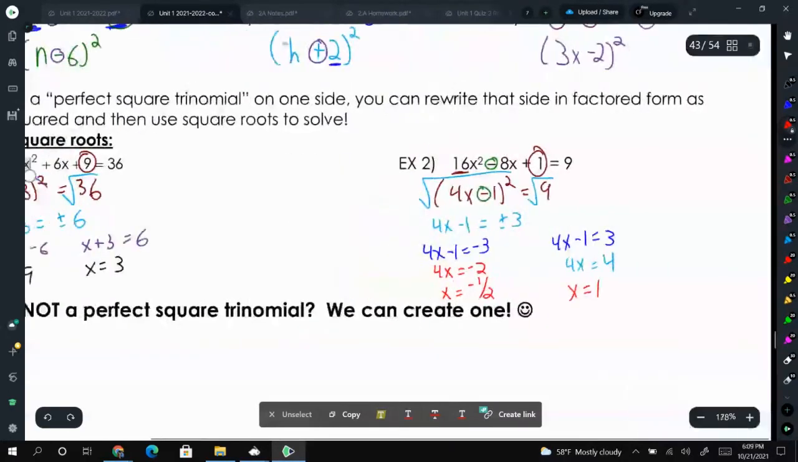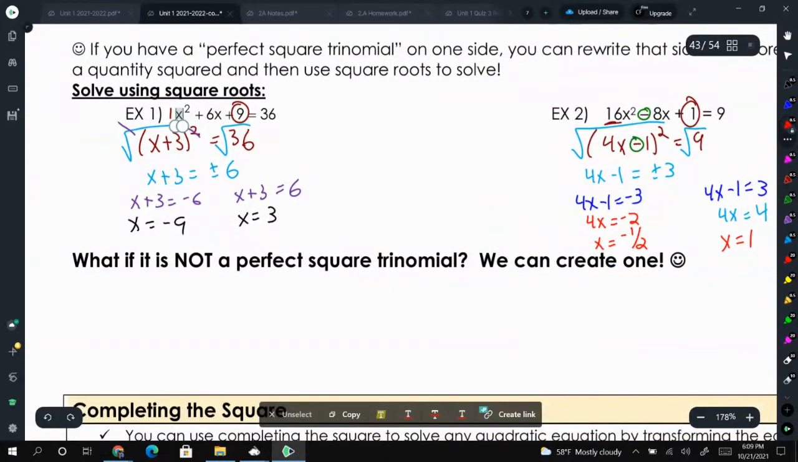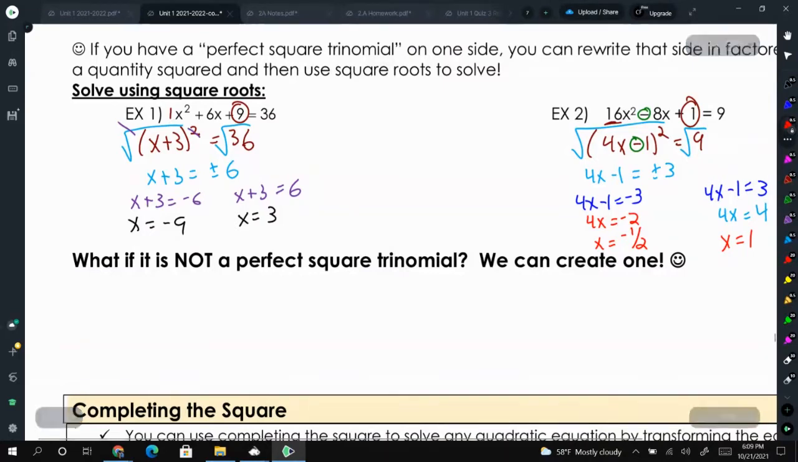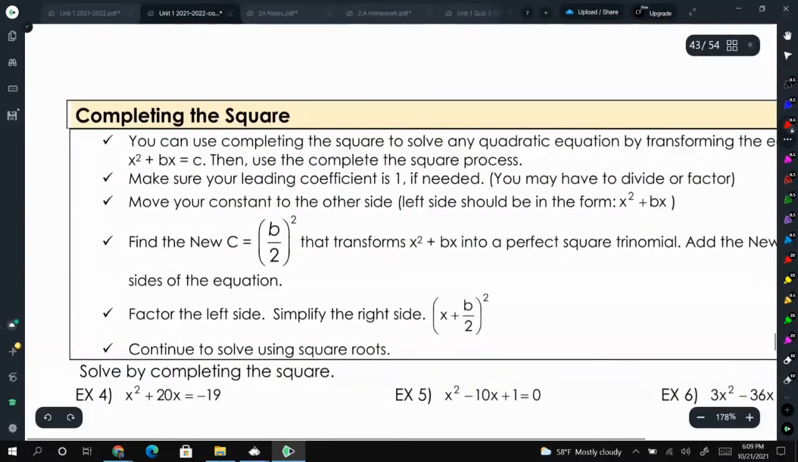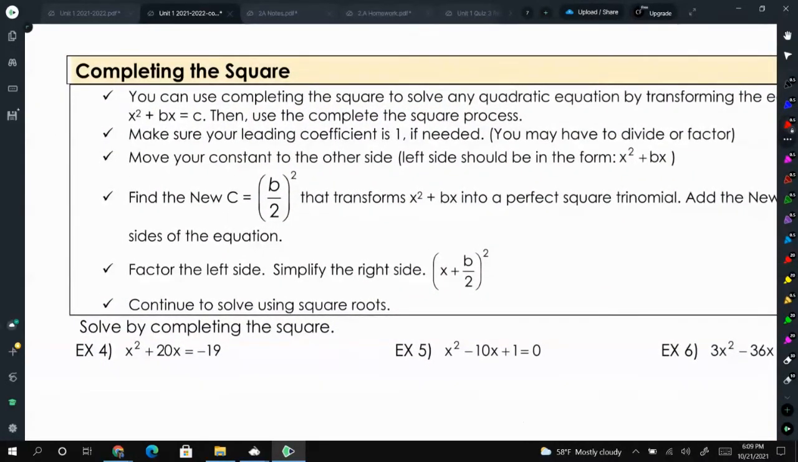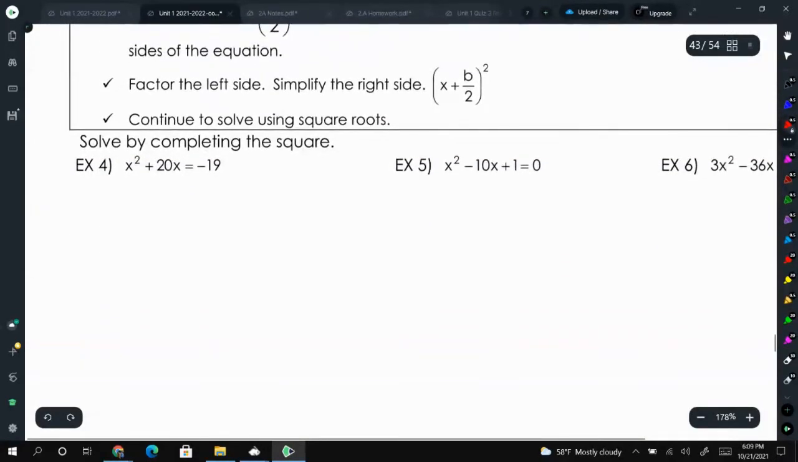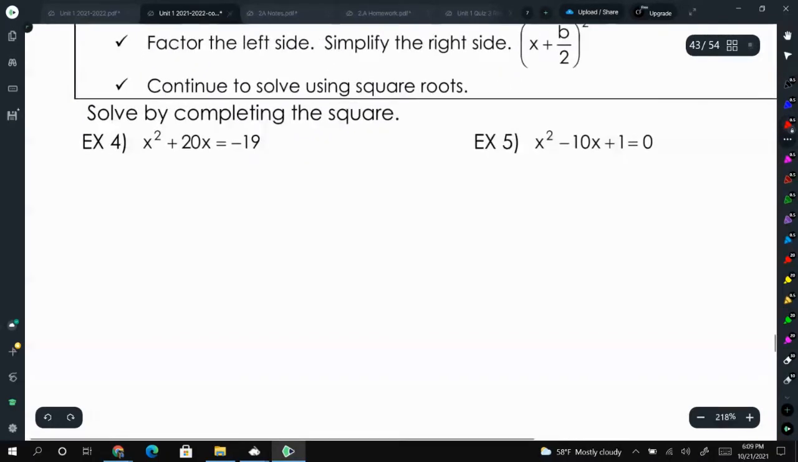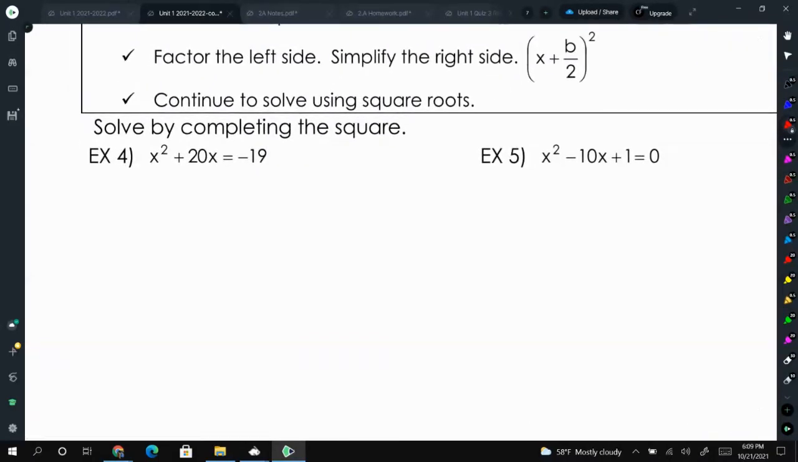So now, what happens if we can't factor using that perfect square trinomial shortcut? What we can do is create one, and that process is called completing the square. And I'm going to go through these steps as I'm doing these problems. So example number 4 down here, we have 1x squared plus 20x equals negative 19. We want to make sure that the a and b term are on the left side, or one side of the equation, and your c term is on the other side.